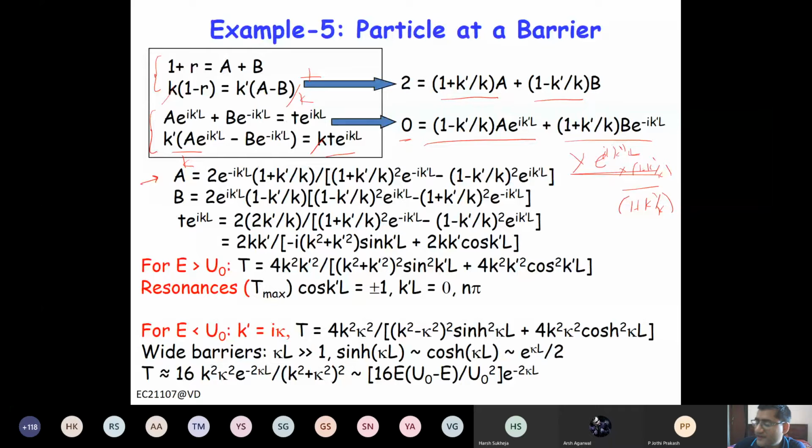You have to multiply the second equation by e to the power iota kl times 1 minus k prime by k divided by 1 plus k prime by k. Then you should get this equation: A equal to 2 times e to the power minus iota k prime l times 1 plus k prime by k divided by 1 plus k prime by k square e to the power minus iota kl minus 1 minus k prime by k square e to the power iota k prime l.